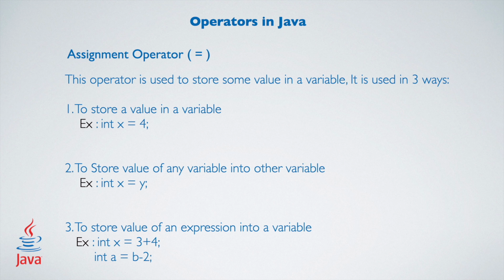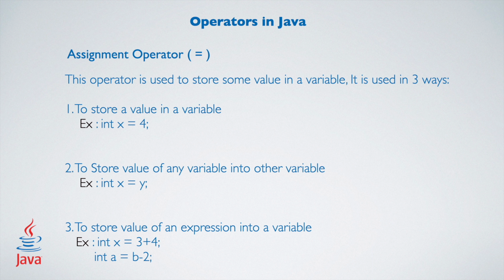Hey everyone, in today's video we will see assignment operator and relational operators in Java. So assignment operator is denoted by equals to, and this operator is used to store some values in any variable. It can be used in following three ways.